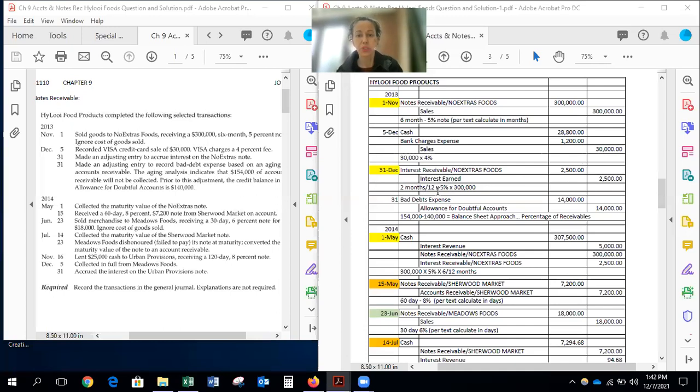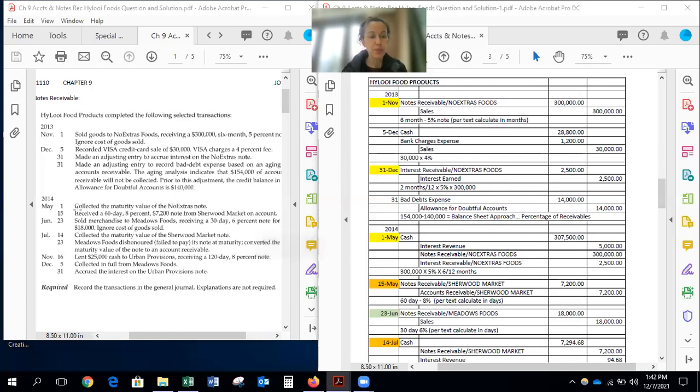Okay, so 2 months divided by 12. Okay, the interest rate is 5% annually. That's why we're prorating it, 2 of 12 months, times $300,000. Okay, it's $2,500.